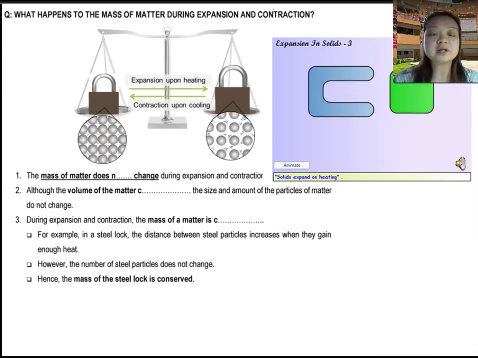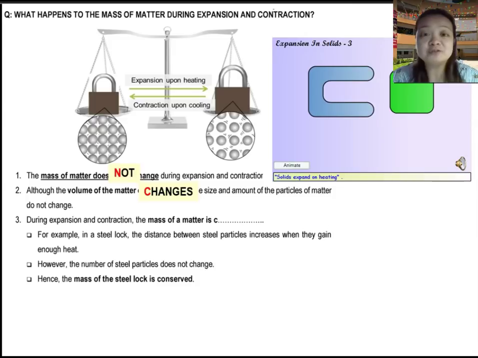If you look very carefully at this diagram here, you can see that when this key lock expands upon heating, the particles become further apart. So you can see that the size becomes bigger, expands, right? Because it occupies more space. However, you're not adding more particles to it. So we say that mass does not change during expansion and contraction. Although the volume of the matter changes, only volume changes, mass does not change, because the mass is the amount of particles inside the object.